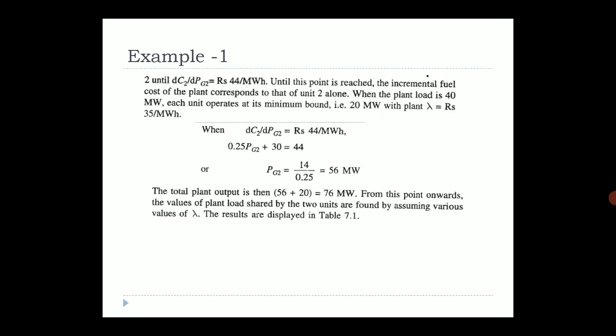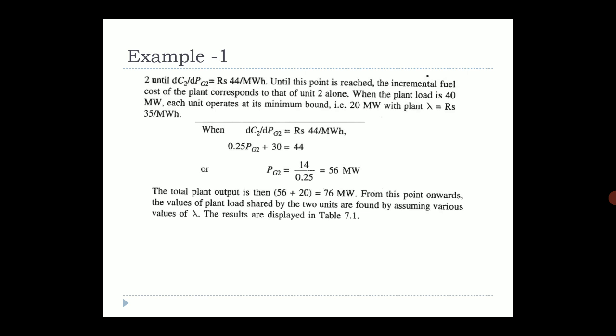Okay, so again, until the 44 megawatt point is reached, the incremental fuel cost of the plant corresponds to that of unit 2 alone, because unit 1 I am not increasing. So till 44 megawatt per hour is reached, I am not considering unit 1. Unit 1 will be there. All the extra increment of cost is taken by unit 2.